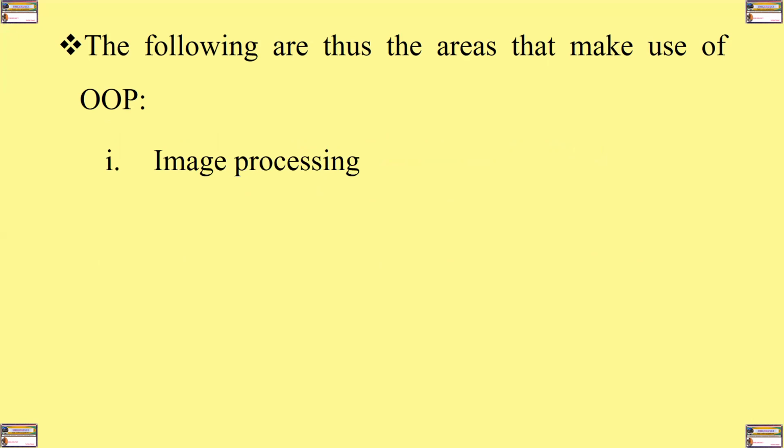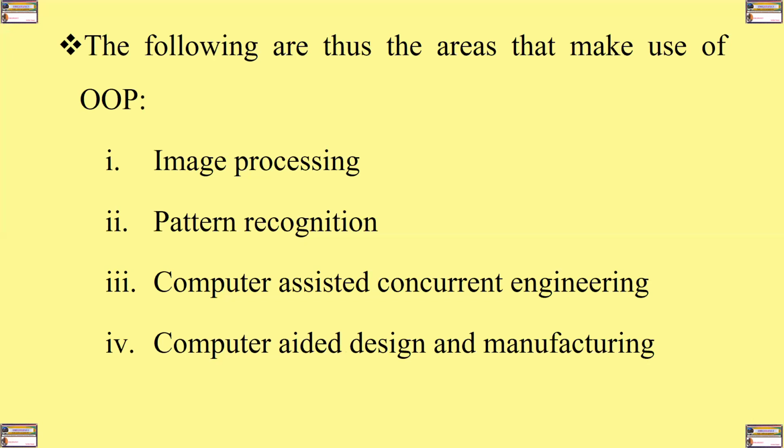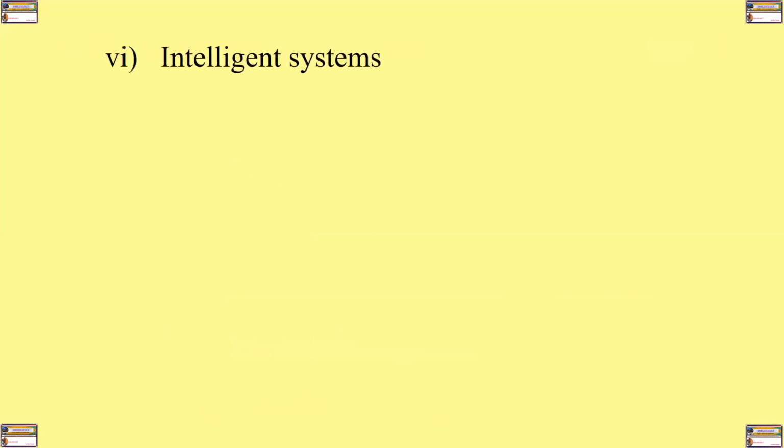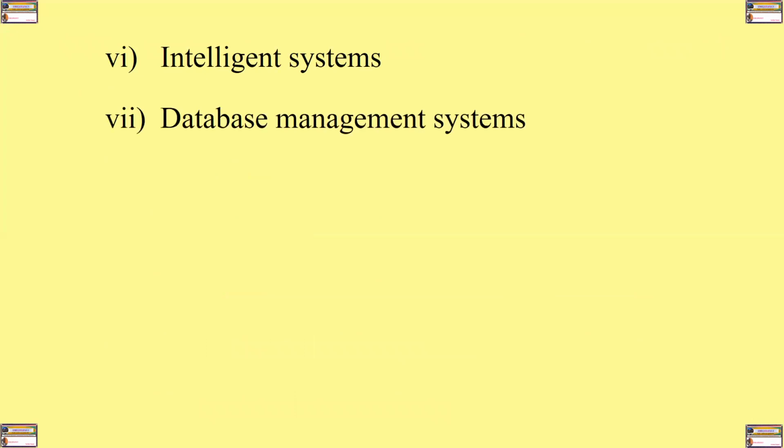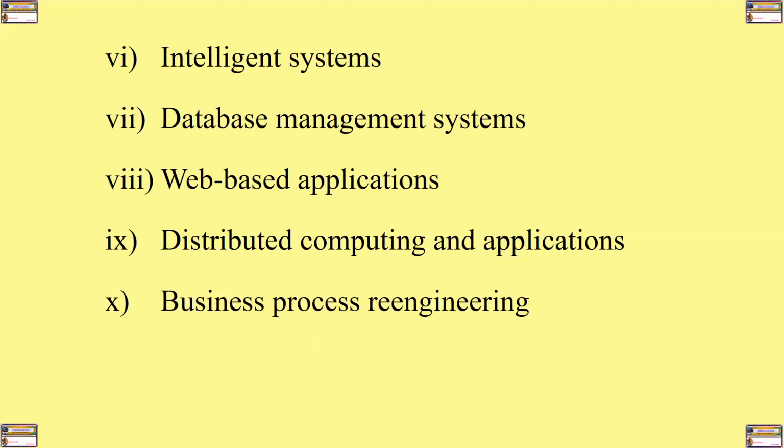Number one is image processing. Two, pattern recognition. Three is computer-assisted concurrent engineering. Four, computer-aided design and manufacturing. Five, computer-aided teaching. Six, intelligent systems. Seven, database management systems. Eight, web-based applications. Nine, distributed computing and applications. 10, business process re-engineering.